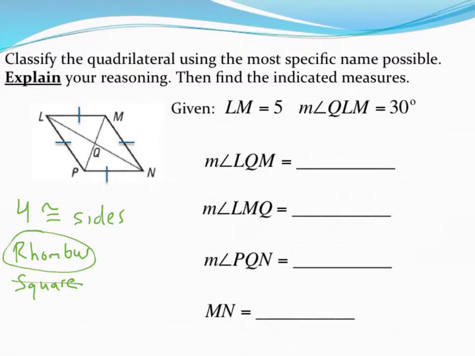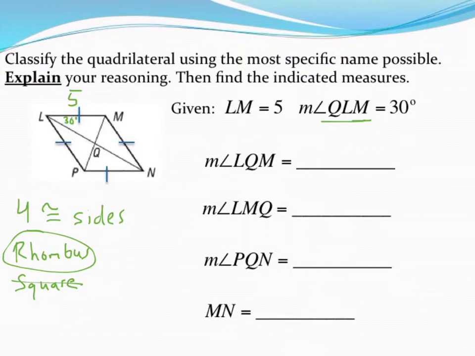Now that I know this is a rhombus, I can use all those properties I have checked off in order to answer these questions. So let's go ahead and get our figure labeled, and let's answer this. They've told me segment LM is 5, so I'm going to label that in my diagram. They've also told me the measure of angle QLM. Trace that out if you need help finding it: trace from Q to L to M. That angle is going to be 30 degrees. So I have a little 30 degrees right there in my diagram.